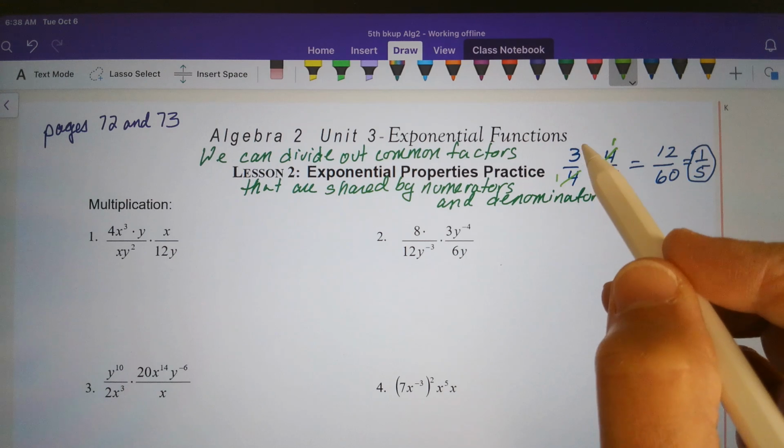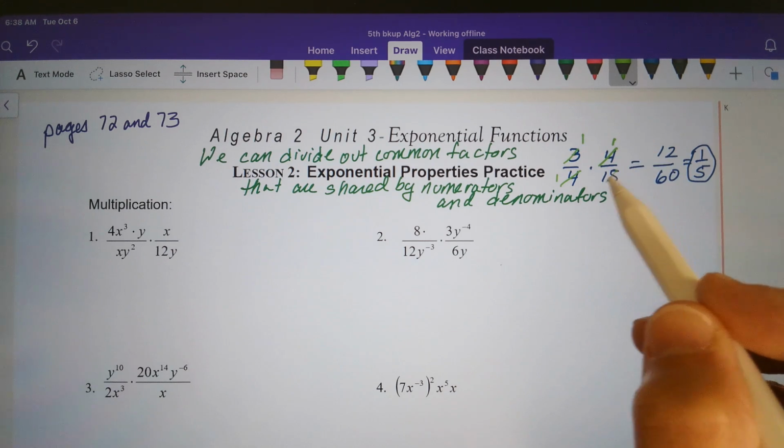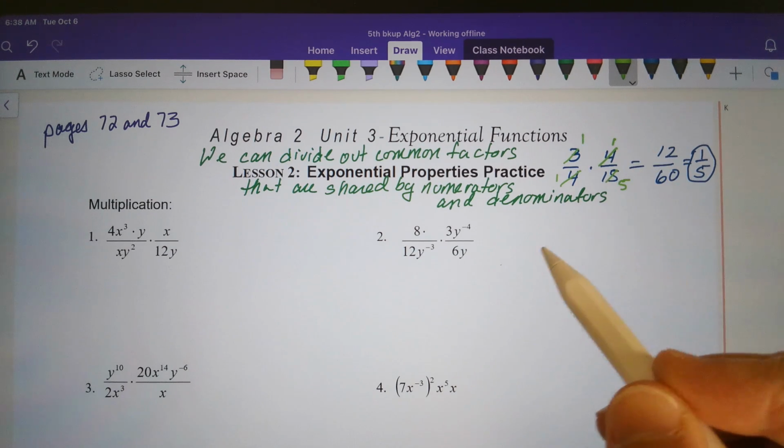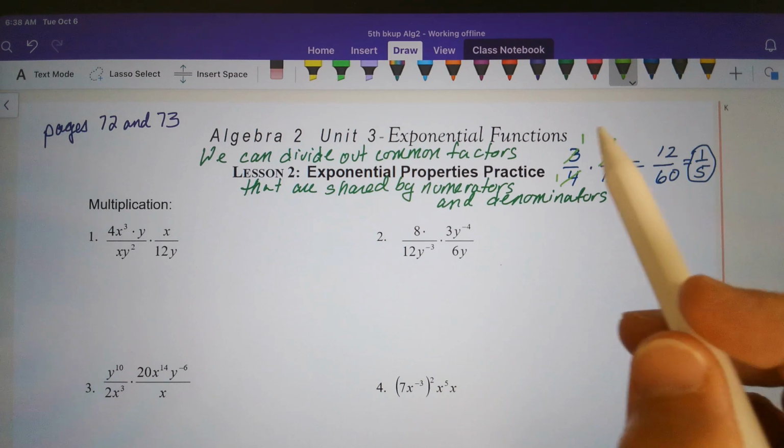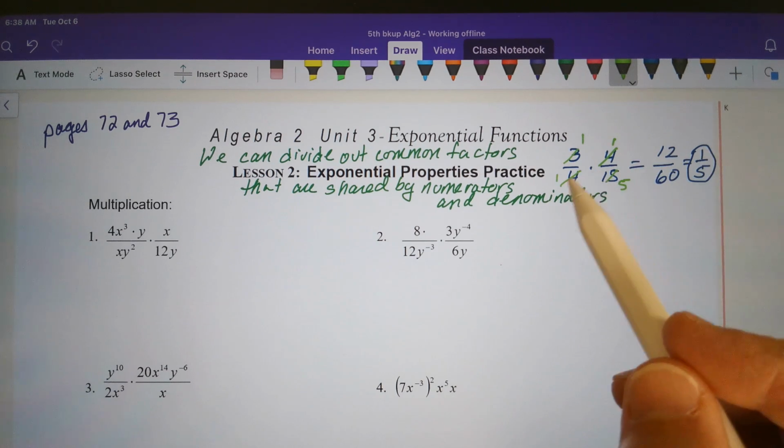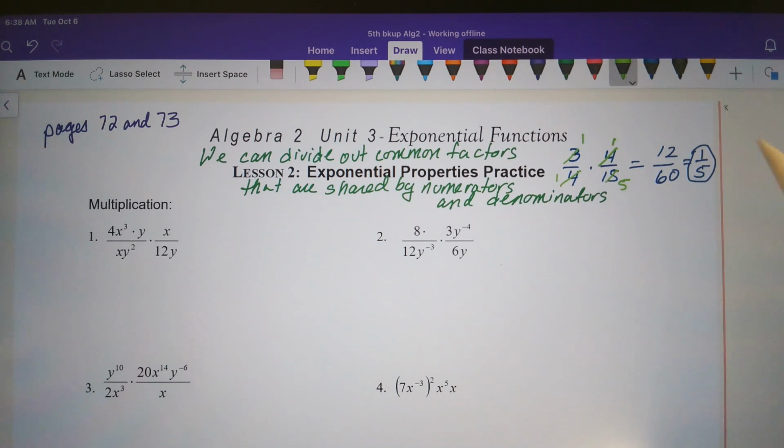And the 3 goes into 15 5 times. And now when we multiply across, 1 times 1 is 1, and 1 times 5 is 5. So we have our answer 1/5. So this can be applied to expressions like this. We want to multiply these two fractions here, or these two expressions in the form of fractions.